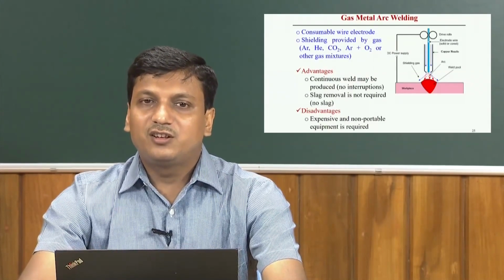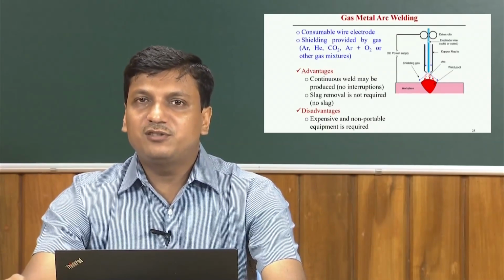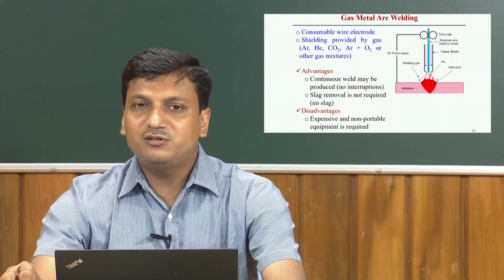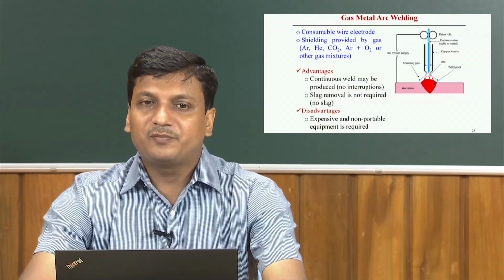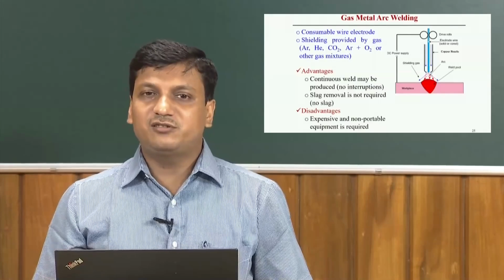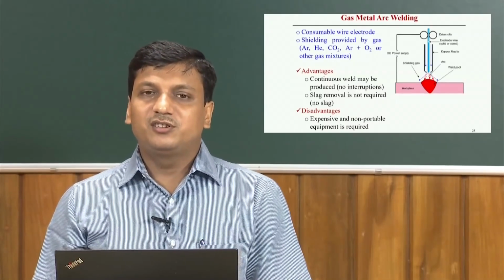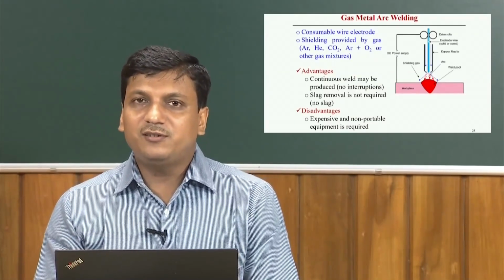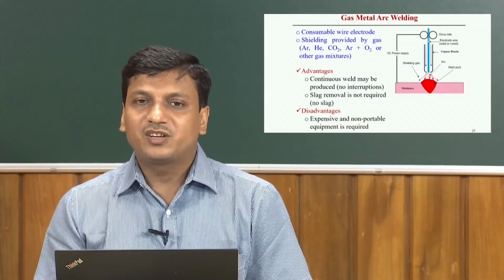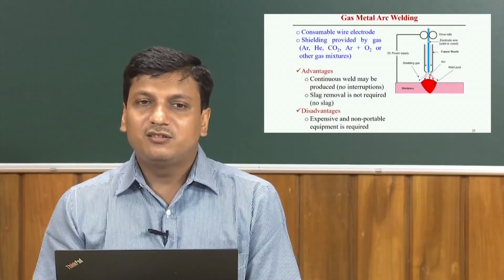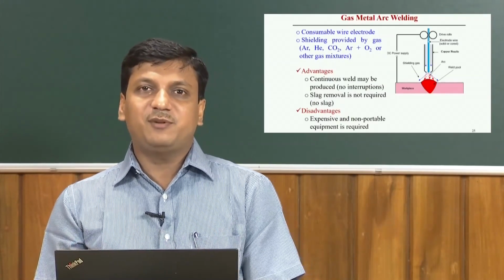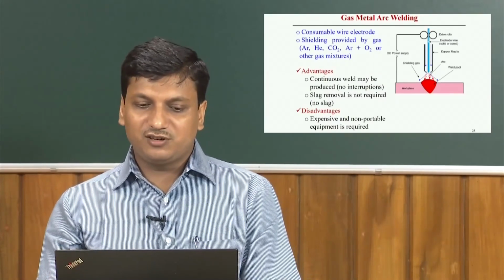But if we look into the disadvantages in general, it is definitely expensive as compared to the shielded metal arc welding process, because it is also necessary to drive the electrode material according to the consumption rate, or that should be adjusted to the consumption rate during the welding process. So, in that way the equipment is a little bit expensive as compared to the shielded metal arc welding process.